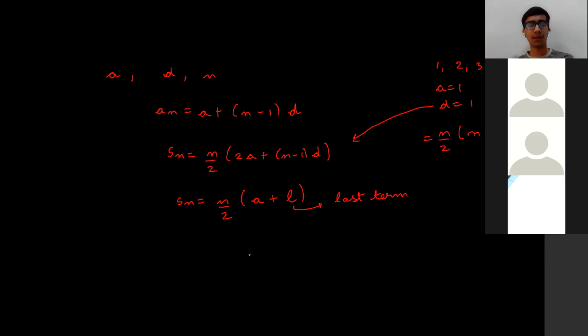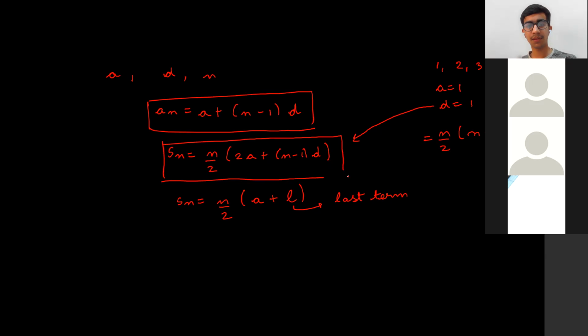Okay. Next. So these are some of the general terminologies. a_n, this is what you have to remember. Sn again, this is what you have to remember. And the third formula for Sn, n by 2 into (a plus l).